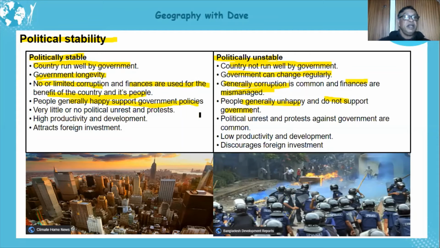You understand? Very little or no political unrest or protests. You will get your protests, all right, but little. In unstable countries, political unrest and protests against government are common. Can you see this? It's common in these countries where government is not ruling. You understand? High productivity and development: if you've got a happy population where the money is spent in the most important areas, upliftment of education, development of industries, infrastructure, therefore the productivity will be good. In the unstable one, productivity and development are generally low.